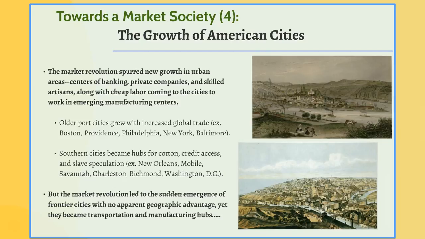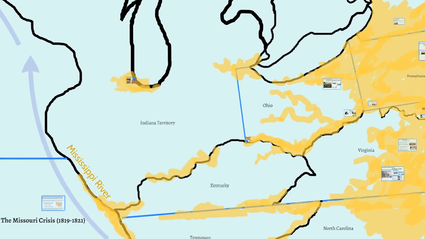But what's so incredible about the market revolution is how, because transportation technologies basically conquer geography and diminish geographic disadvantages, you start to see cities that emerge out of nowhere with no apparent geographic advantage, because now, as long as they can access the railroads and the canals and the other technologies, they can become incredible hubs for manufacturing. Couple examples here of these new Western cities that are starting to emerge out of nothing.